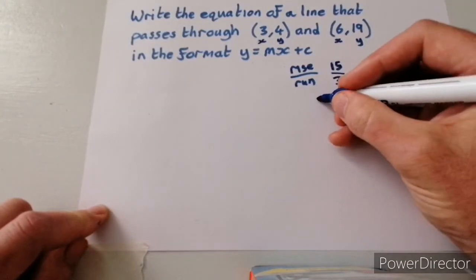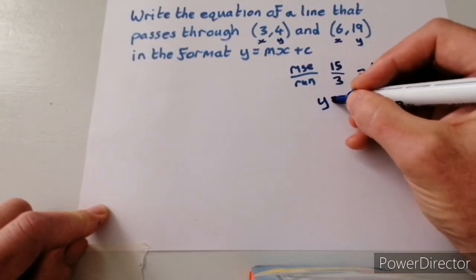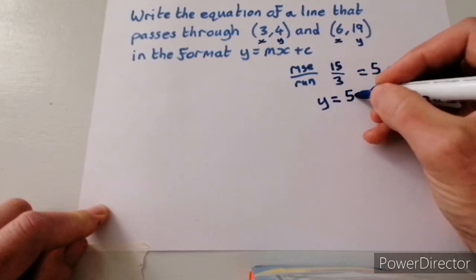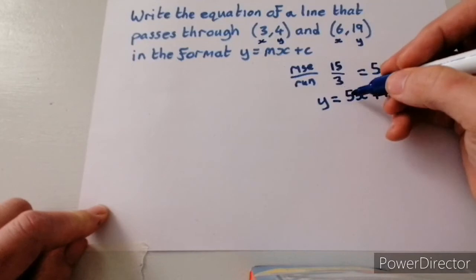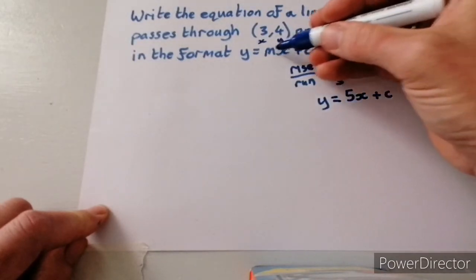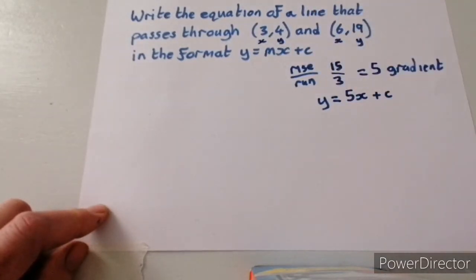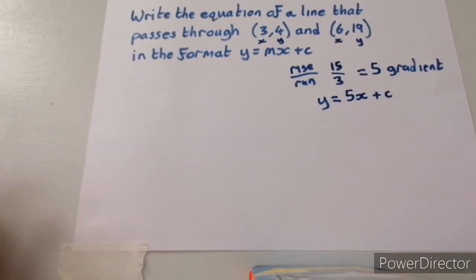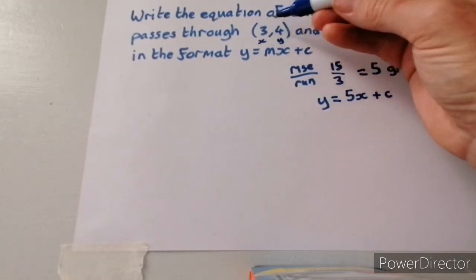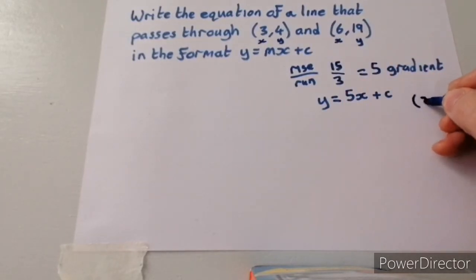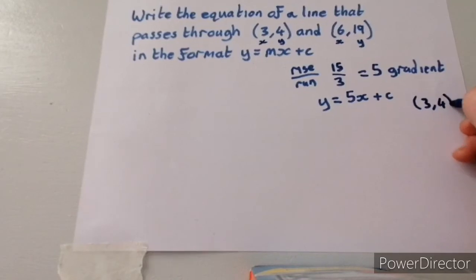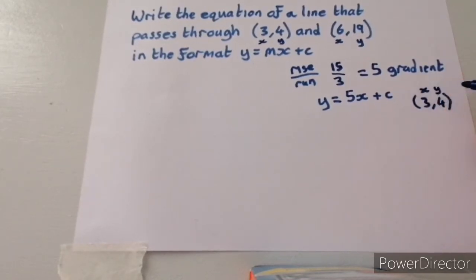We can now put that into our formula. So instead of y equals mx plus c, it's y equals 5x plus c, because we know that that gradient is 5, so it goes where the m is. Now we're going to pick either set of coordinates. I'm going to pick the first set because the numbers look a bit easier. So our coordinates that we're going to use are 3, 4. Remembering that is an x coordinate and that is a y coordinate.